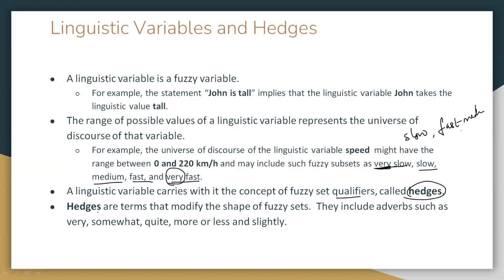So what are hedges? Hedges are terms that modify the shape of the fuzzy set. They usually include adverbs like very, somewhat, quite, more or less, slightly, etc. There are many possible hedges. So you have a set of values, and along with that, you add some adverbs to modify the shape of the fuzzy set further.